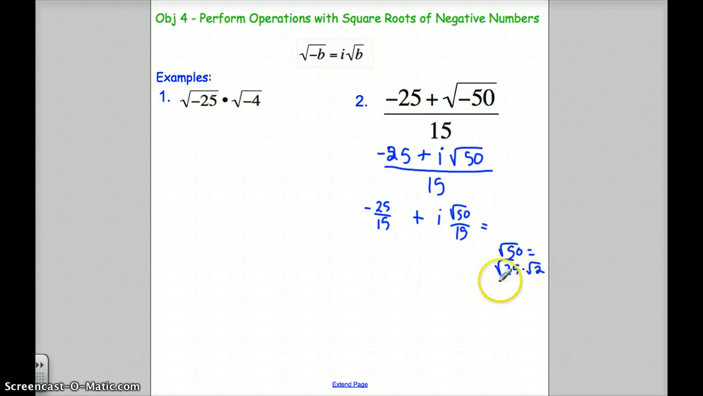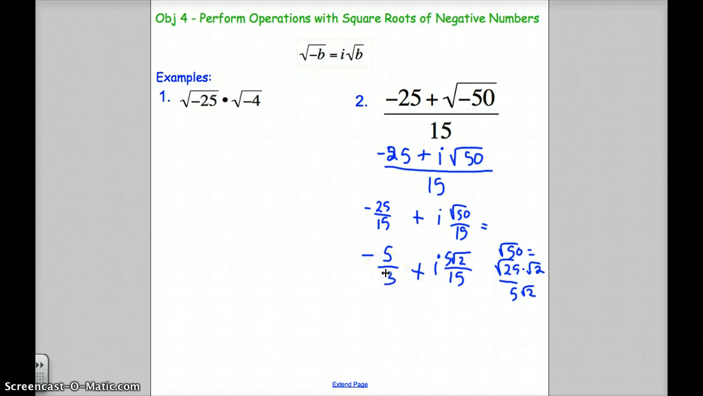I like 25 times 2 because 25 is a perfect square, so I'm going to change that to 5 square roots of 2. So square root of 50 is the same as 5 square roots of 2. So I'm going to replace this with 5 square roots of 2 over 15. And of course I'm going to simplify the other fraction as well and make this negative 5 thirds.